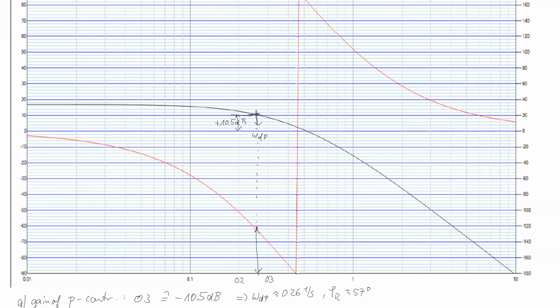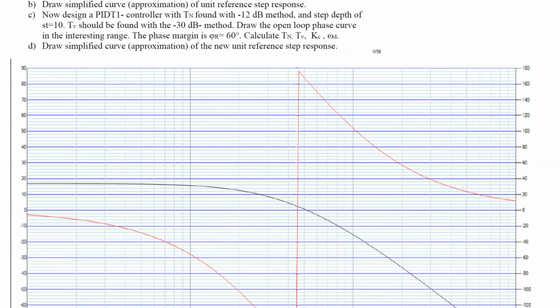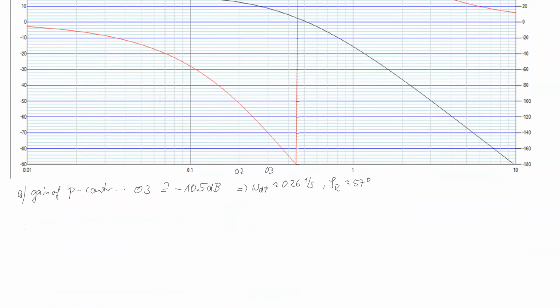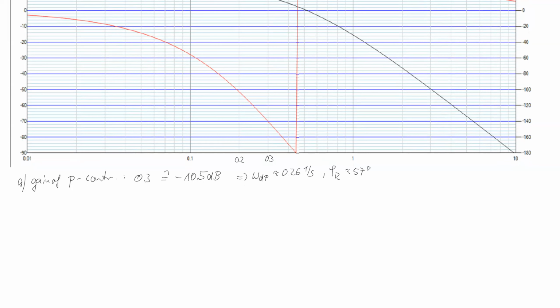It is a help for me that in case B I wipe out now all these marks and so on, because we have a new drawing in the same region, and then we have a mix up of my notes. So go to case B, draw a simplified curve approximation of the unit reference step response. In case B, we want a sketch diagram of the reference step response.